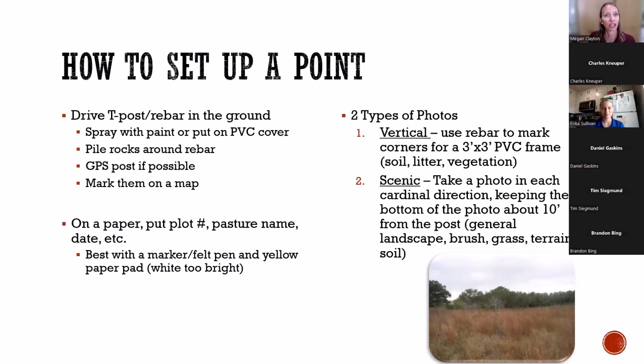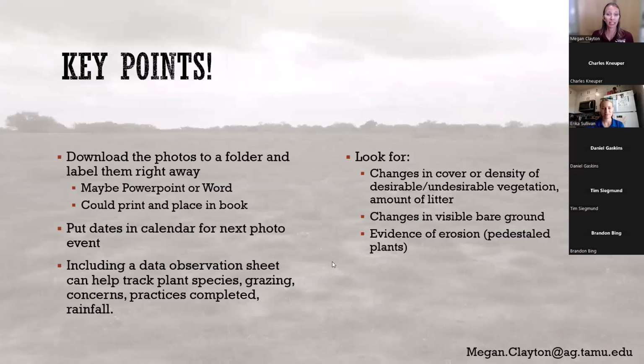So how your soil is changing over time, you can see too. A lot of times, even the vertical photo, but also the scenic photos will tell us a lot about the pedestaling of plants, where plants are set up on the soil because the soil has eroded from around them. You'll be able to see a lot of those features even in your scenic photos. And finally, key points, things that we're looking for.